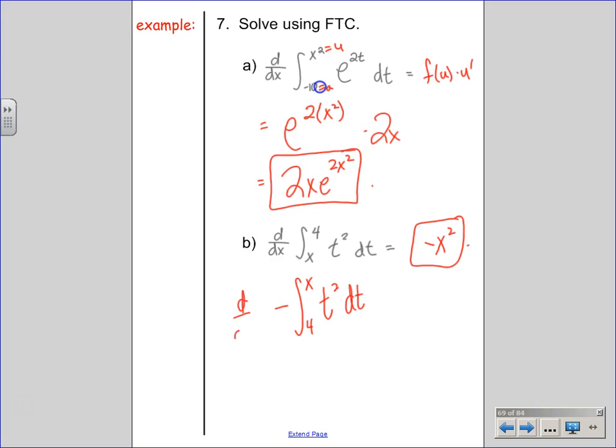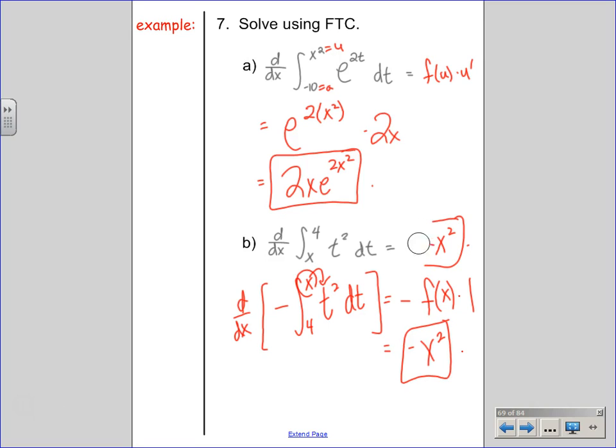So, can we still take a derivative? Sure. Can we still use the theorem? Sure. We just had to rewrite it first. So what does your theorem say? Oh, well, there's a negative. Sure, why not? And then it's going to be f of x times x prime, or f of u times u prime. So plug it in. Isn't it just negative and then x squared times 1? Does that make sense?